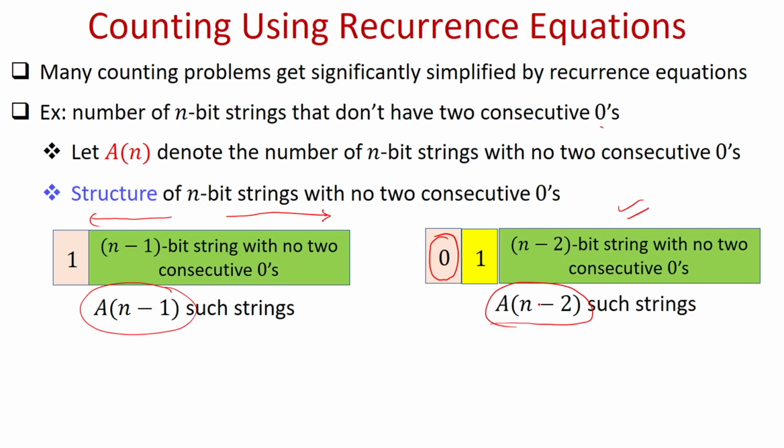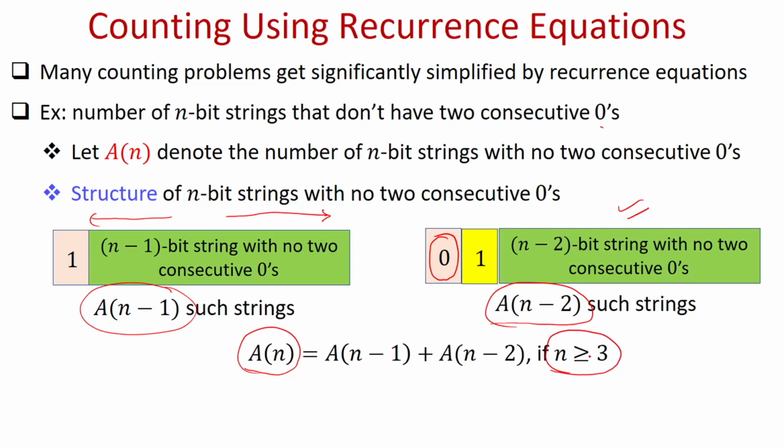And as I said, these are the only two categories of strings of length n which do not have an occurrence of two consecutive zeros, so it turns out that the number of strings of length n will be the output of the a function on input n minus 1 plus the output of the a function on input n minus 2. However, the argument or the discussion that we had holds only if n is greater than or equal to 3.